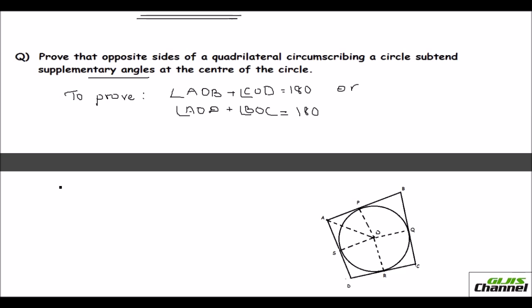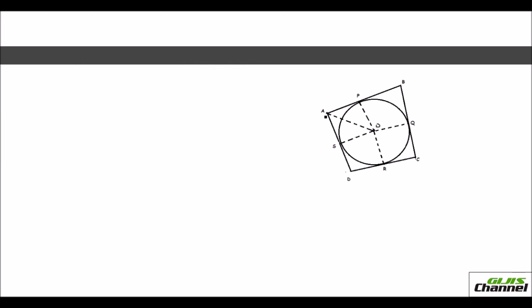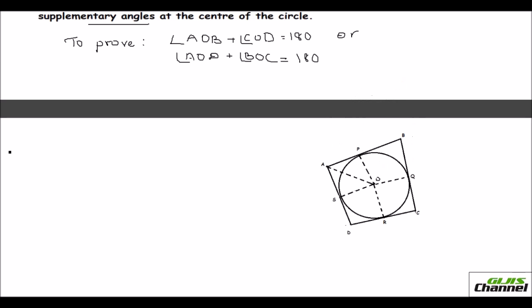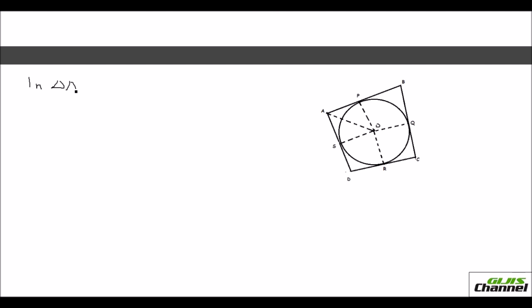For this, first I have joined OA. Now I get two triangles, AOS and AOP. In these two triangles, let us see how we can prove congruency. Here you have OP and OS. OS is congruent to OP, because they are the radii of the circle.